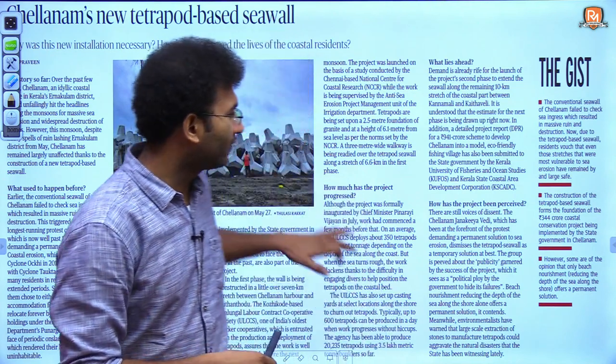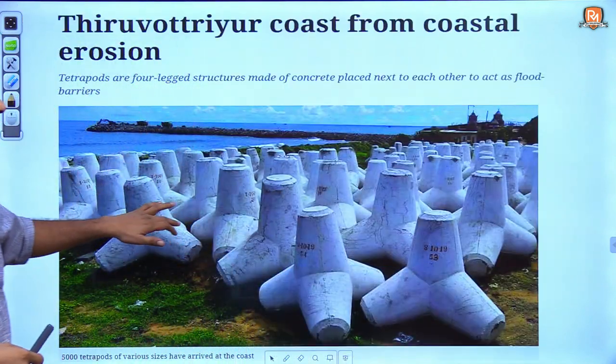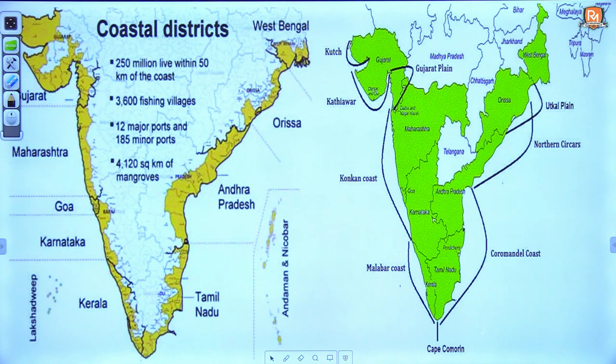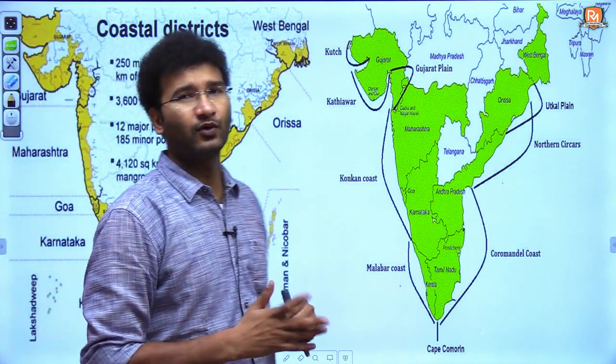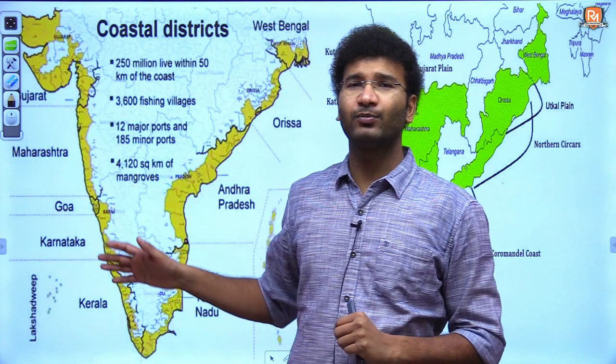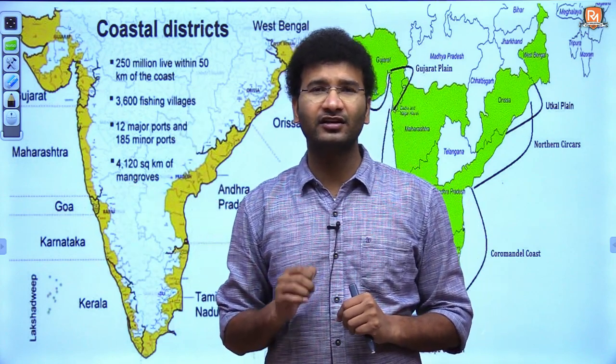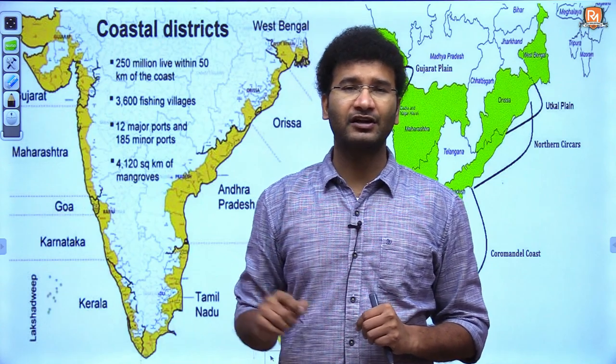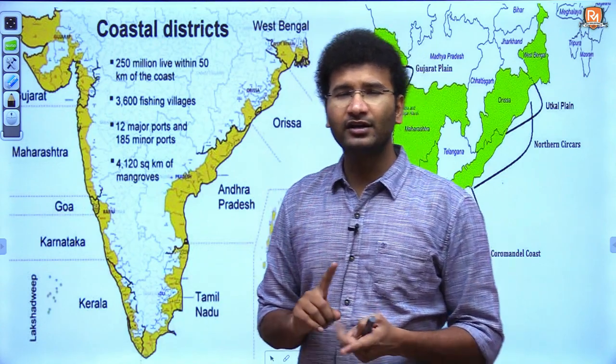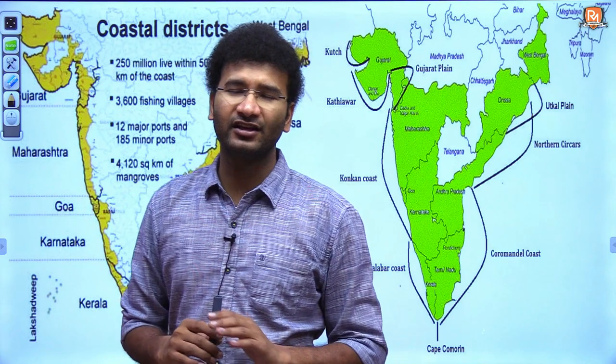See, India has one of the largest coastal areas. If you see, we have more than 7,000 kilometers of coastal area. And there has been a report which said that out of the 7,000, 6,000 odd kilometers of the coastal area in India has been subjected to erosion. Now, erosion and deposition are natural phenomena. There is nothing new with this.